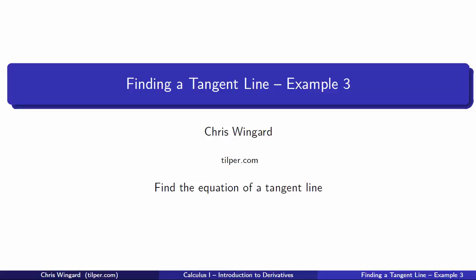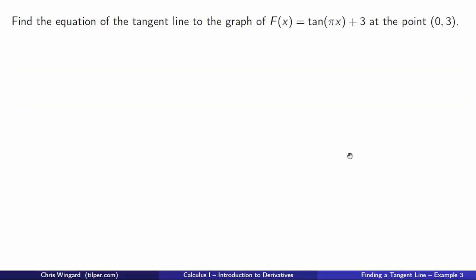This is example 3 of finding the equation of a tangent line. Find the equation of the tangent line to the graph of capital F of x equals tangent of pi times x plus 3 at the point (0, 3).